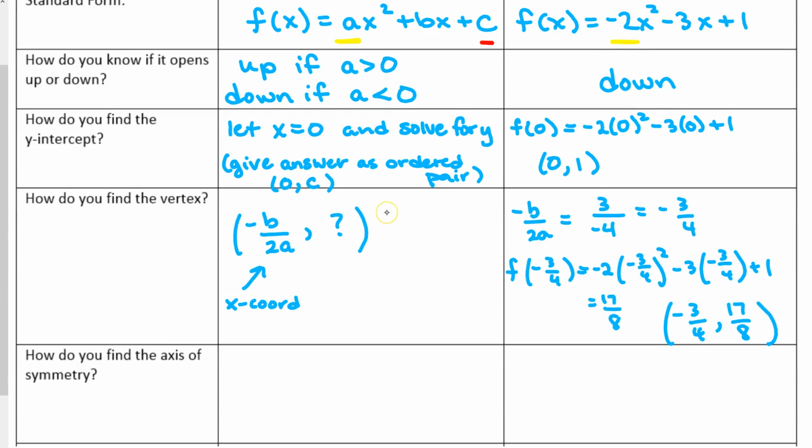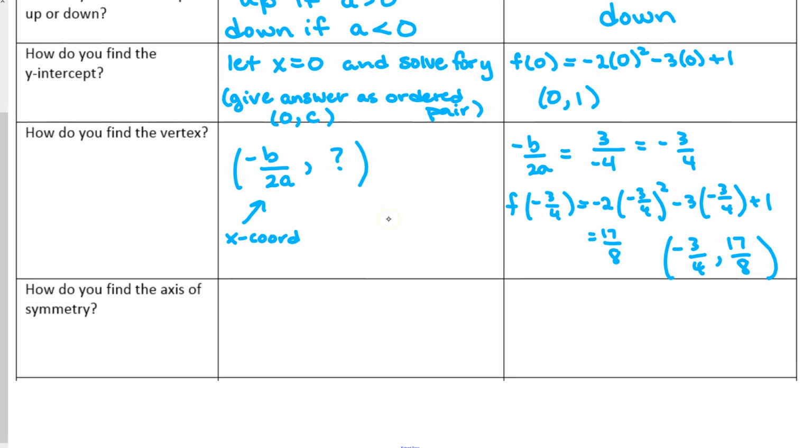So all you have to do, remember a vertical line has equation x equals a number. You just have x equals the opposite of b over 2a, and that's your line of symmetry. That's the axis of symmetry. Sometimes we say AOS, axis of symmetry. So for the example we're doing, we already know that the opposite of b over 2a is negative 3/4. So the axis of symmetry is x equals negative 3/4.